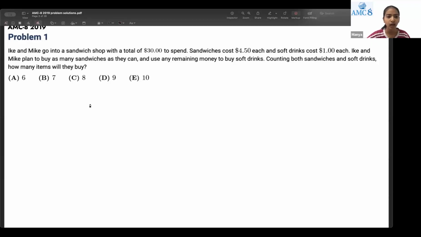To calculate how many items they'll buy, we know that their top priority is sandwiches. So we need to know how many sandwiches they can buy, the highest number. We can try 4.5 times 7, which is equal to 31.5, which is greater than $30 because they have a total of $30. So then we can do 4.5 times 6.